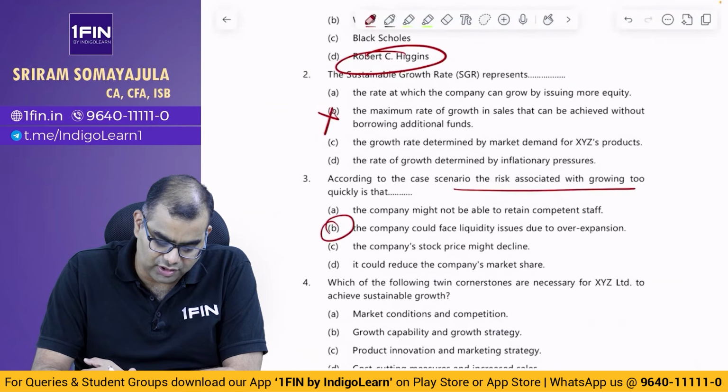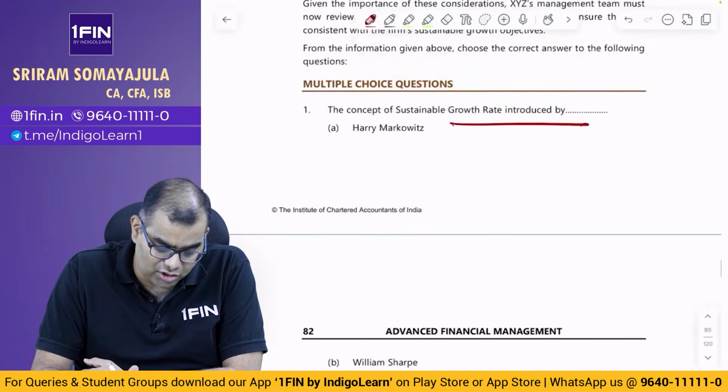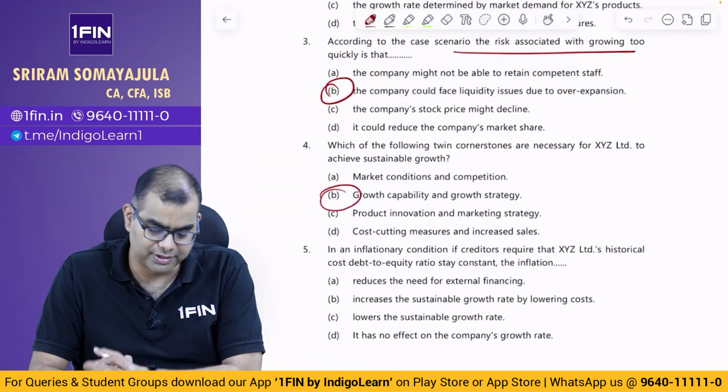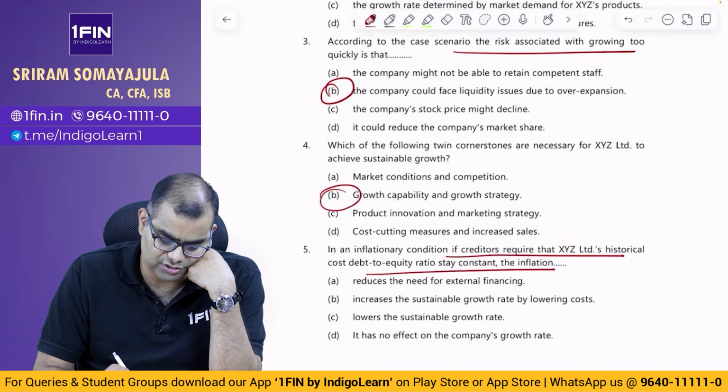It is our liquidity. Which of the following are the twin cornerstones for them to achieve sustainable growth? Twin cornerstones are building growth capability along with growth capability and growth. Inflation condition: if creditors require the historical cost debt to equity to remain constant, does inflation increase sustainable growth rate, lower sustainable growth rate, or has no effect? No, it lowers sustainable growth rate.